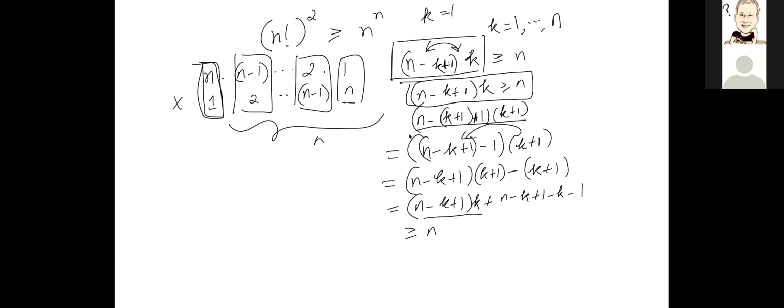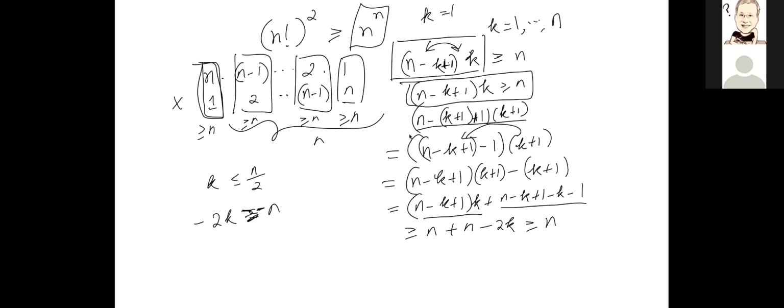And so what's remaining here is plus n minus 2k. But since k is less than or equal to n over 2, which means 2k is less than or equal to n, so minus 2k will be greater than or equal to minus n. So this is greater than or equal to n. So each of these columns is greater than or equal to n. You have n columns. Hence, what we get is that n factorial squared is greater than or equal to n to the nth power.